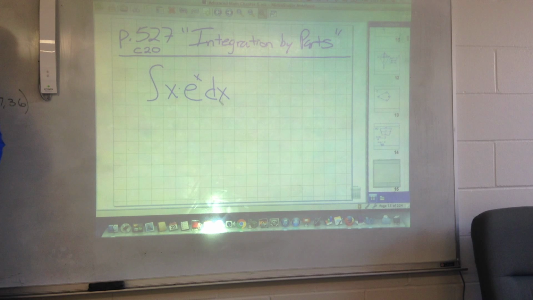One of them is not the derivative of the other one, so it's not really your chain rule that's going to be going on, like we've seen in the other ones. So you can't really use u and du here.